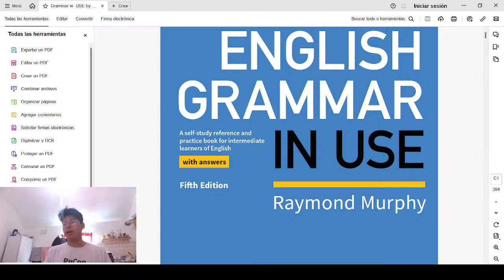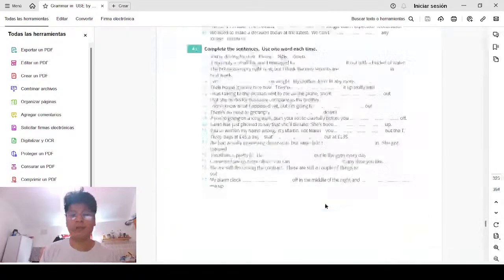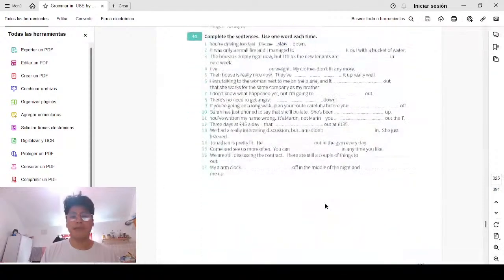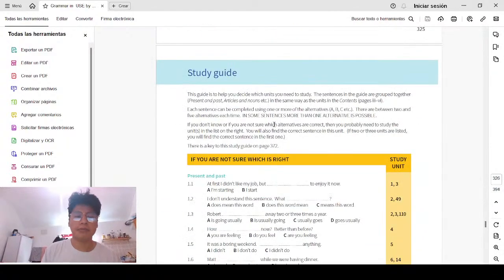So let me explain a little bit more about the exercise. Let me try to find the page. I remember it's 327, I guess. Yeah, close. So this is a study guide. Basically, I'm going to read it. This guide is to help you decide which unit you need to study. The sentences in this guide are grouped together, present and past, articles and nouns, in the same way as the units, in the contents, pages 3 to 6.